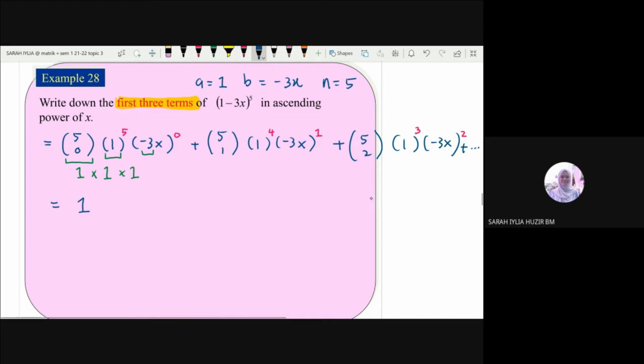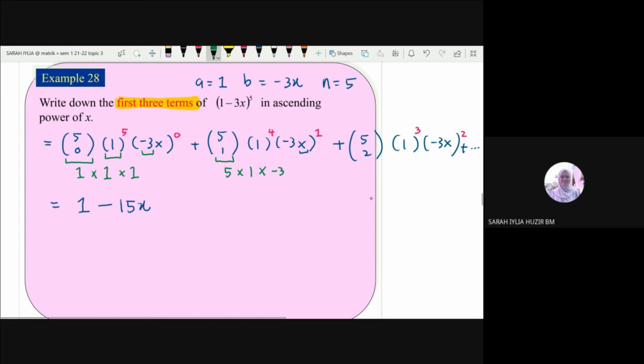Okay, kita pergi next one. 5C1. 5C1 akan dapat 5. 1 to the power of 4, still 1, tak ada apa-apa. Negative 3, kuasa 1. Negative 3 to the power of 1, negative 3. So, kalau kita darabkan satu-satu kat situ, kita akan dapat minus 15. Jangan tinggal variable sebab kita ada variable x tadi. So, minus 15x.